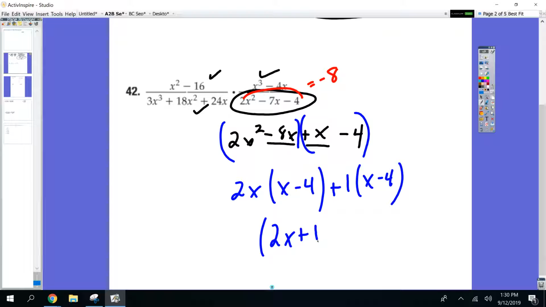2x plus 1 and x minus 4. That is what should go in that denominator right there. Okay? Difference of two perfect squares, GCF and factor one more time, and then GCF and factor one more time. All right?